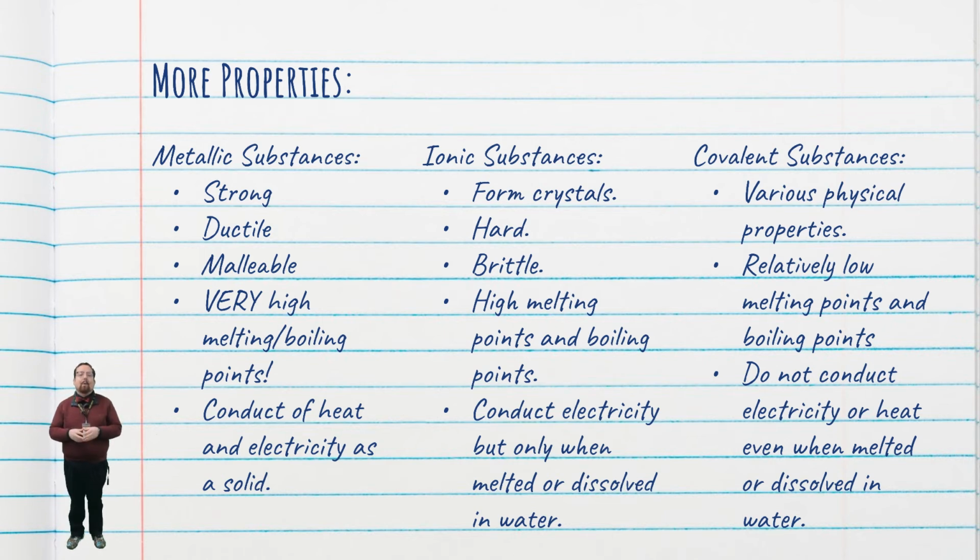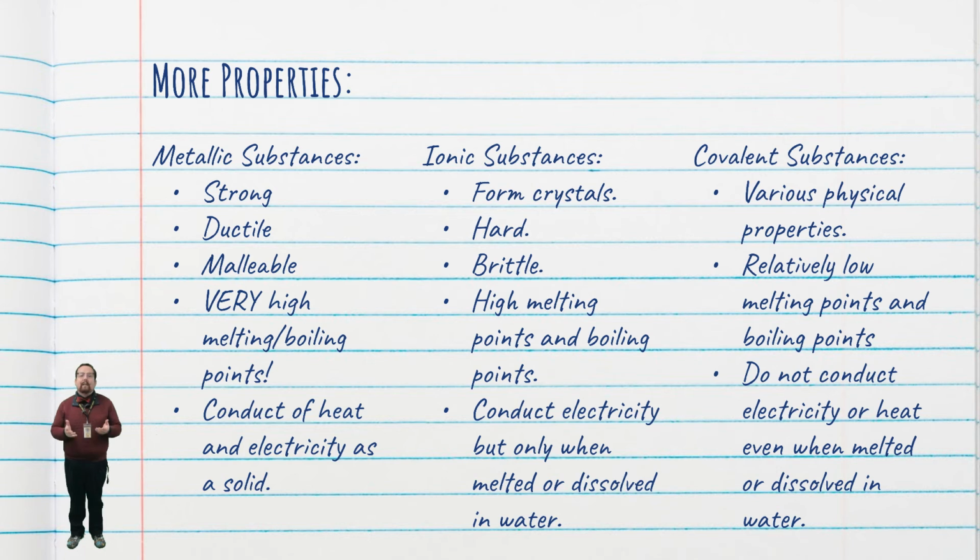Ionic substances form crystals that are very hard and brittle. They have fairly high melting points and boiling points, but not usually quite as high as those of metallic substances. They can conduct electricity, but only if they're split up into their separate ions by being dissolved in water or by being melted. Finally, covalent substances have a variety of different physical properties.